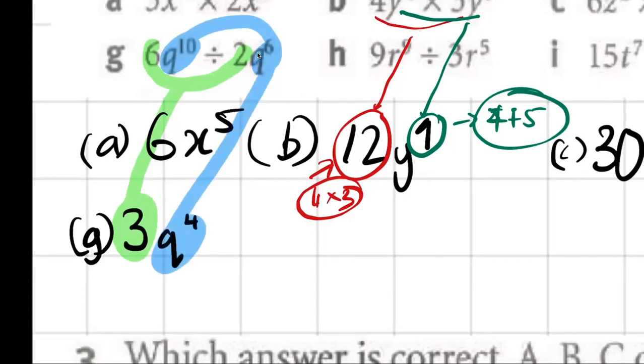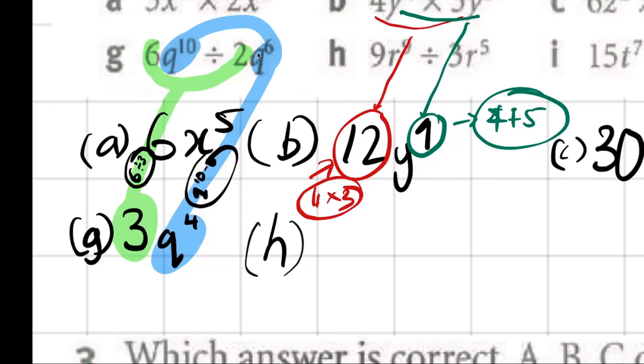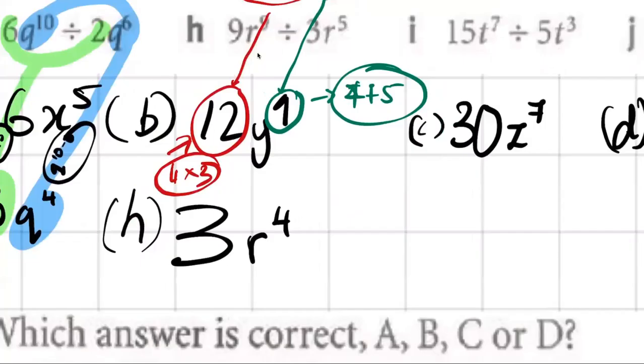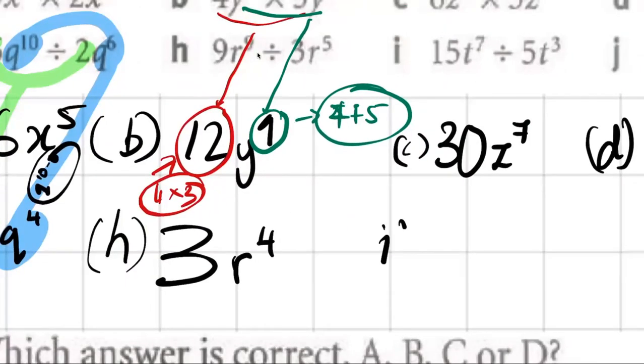So here I'm just going to put a quick note: q to the power 10 minus 6. This is just 6 divided by 3. That's it. And then let's look at question H. We do the same thing. 9 divided by 3 is 3. r to the power 9 divided by r to the power 5 is r to the power 4, since 9 minus 5 is 4. Question I. 15 divided by 5 is 3. t to the power 7 divided by t to the power 3 is t to the power 4.